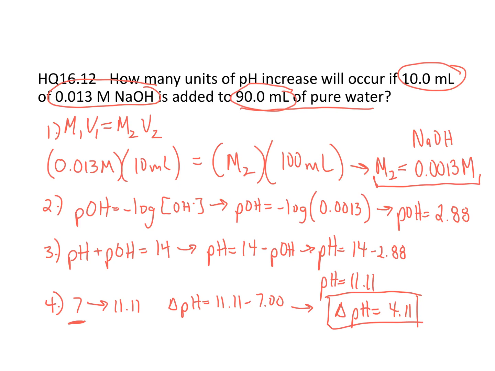We added that to 90 milliliters of pure water. So pure water is neutral because the hydronium and hydroxide concentrations are equal. So the original pH was 7. I added a strong base to that. Strong base is ionized completely, so I could take the concentration of that strong base and use that to find the pOH, and then the relationship between pH and pOH to find the pH of that solution and ultimately find the change in pH when those two are mixed together.